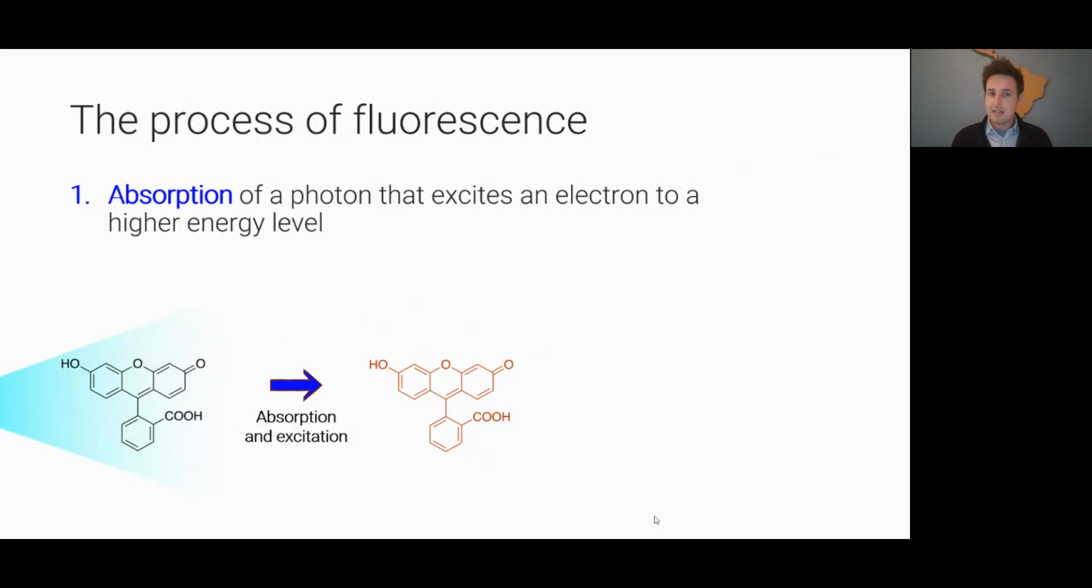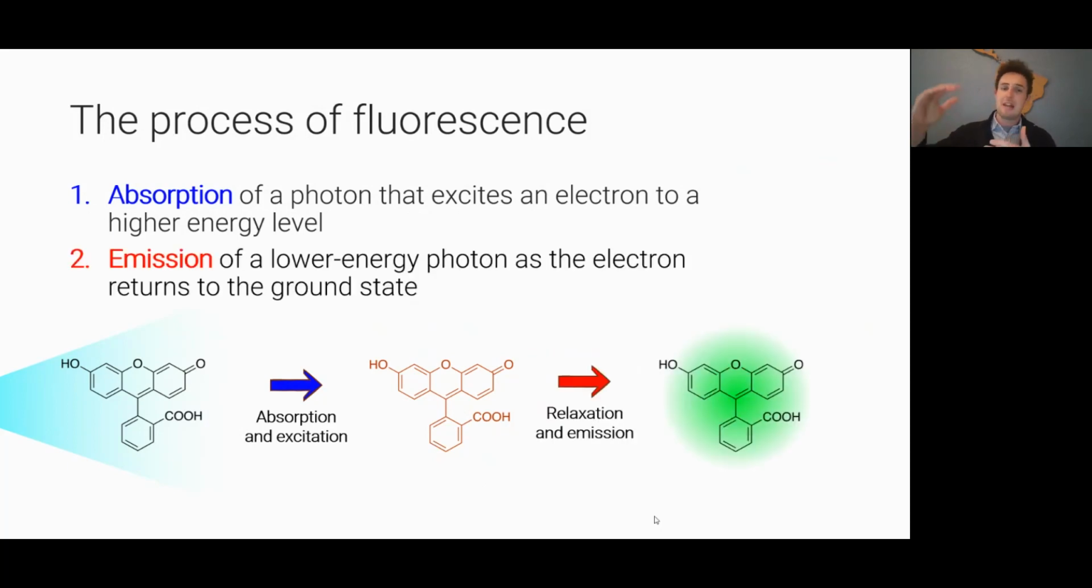It's a two-step process. First thing that happens is there's absorption of a photon that then excites an electron to a higher energy level. And then when that electron returns to the ground state, there's the release of energy as a photon, as a lower energy photon. So fluorescence is on the one hand an absorption and excitation process, and then to actually see the photon that is released afterwards requires relaxation and then the emission of that energy as light rather than as heat, for example.